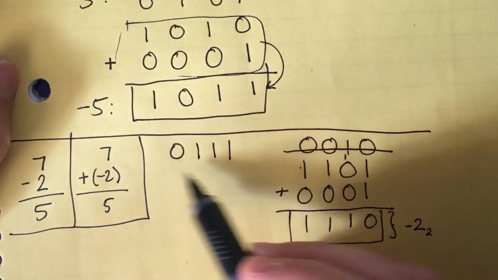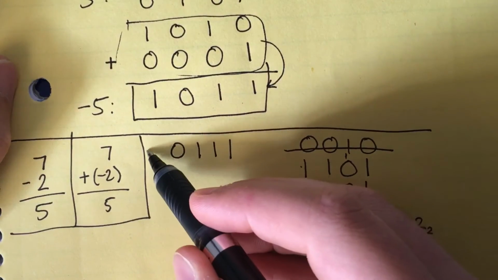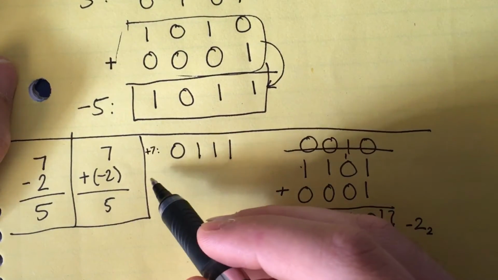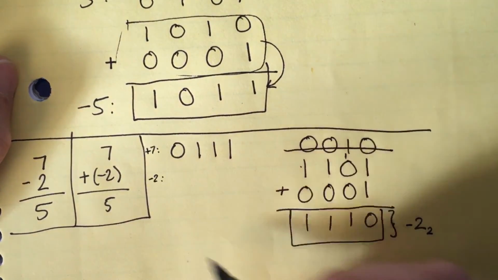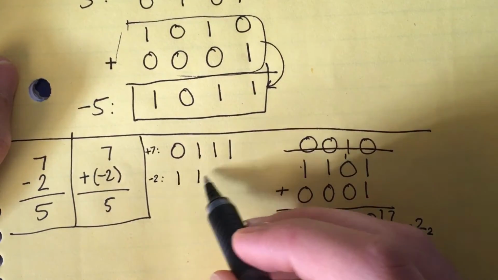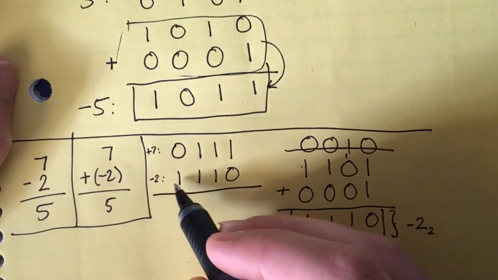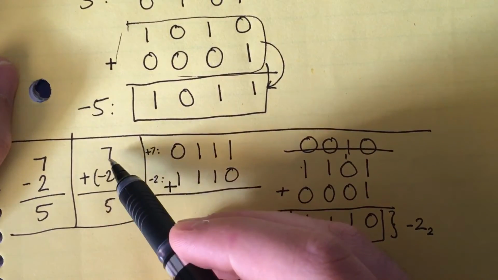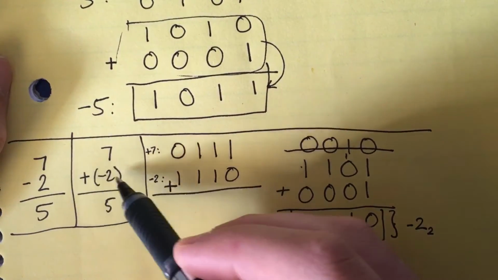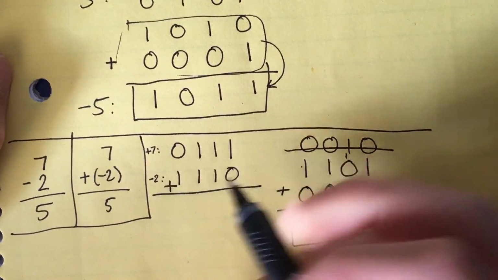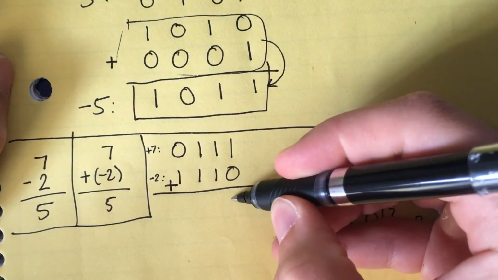So now we have positive 7 right here, and then we have a negative 2. I'm just going to copy that number that we found. Like I said, I have 7, and we're going to add it with negative 2. This is 7, this is negative 2. We're going to add those two numbers. And then we get 1.